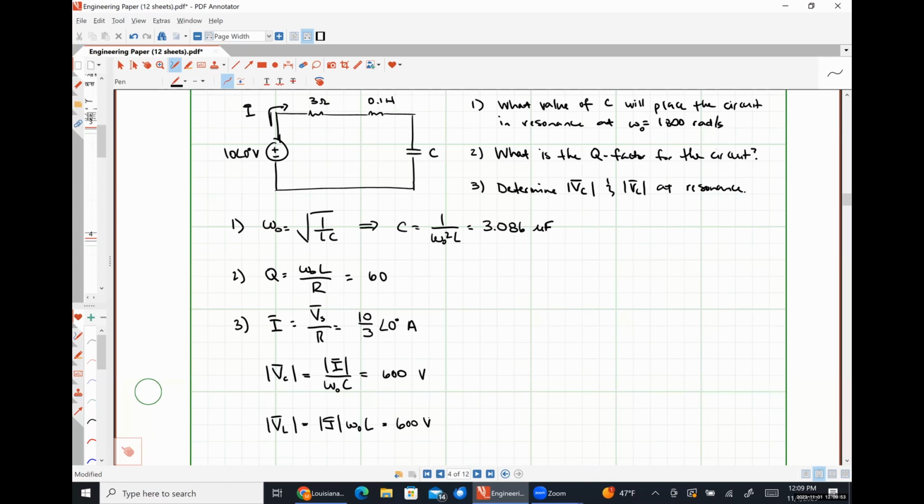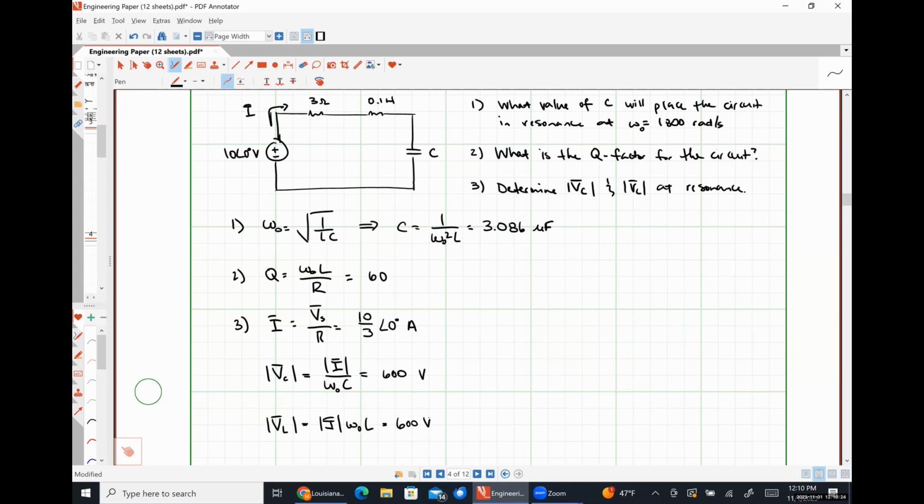What are the practical implications of this? We put 10 volts in. If we were to take the voltage drop across our capacitor or our inductor, we get 600 volts out. What do you think the ratings for the capacitors and the inductors that you regularly use to make circuits are? Probably a lot less than 600 volts, right?